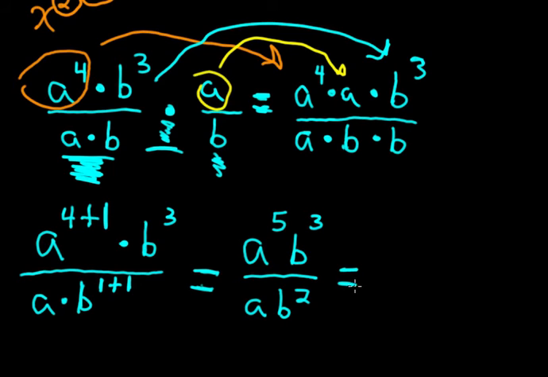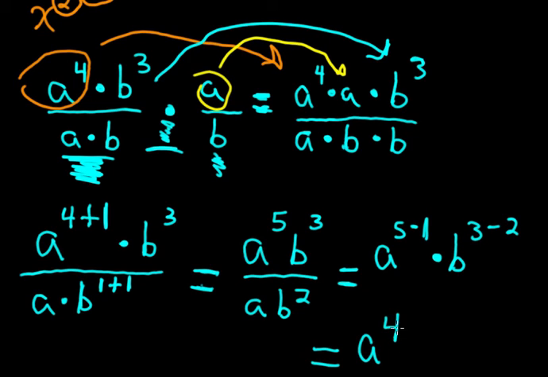Now my quotient rule says I can subtract what I have downstairs from what I have upstairs. So a to the fifth minus 1 times b to the third minus 2. That is equal to a to the fourth times b to the first. And so we'd write it a to the fourth b.